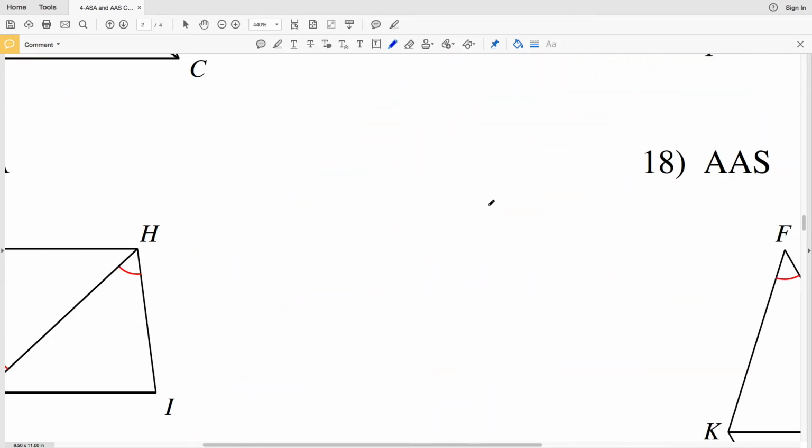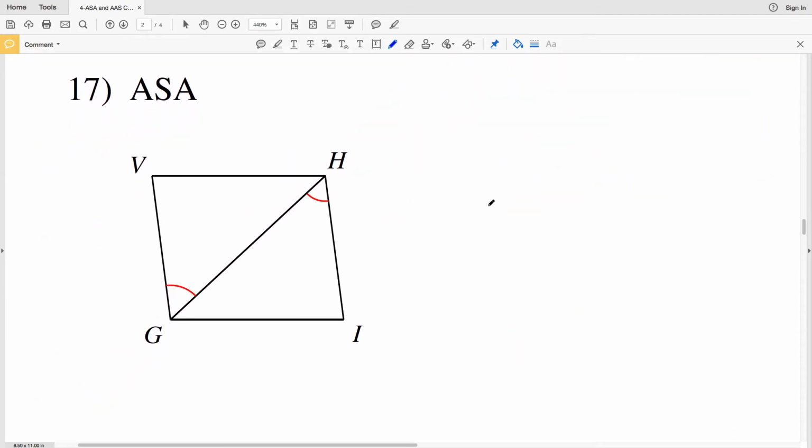And number 17, we have ASA. So angle side angle, so the included side needs to be congruent. We have that both triangles share this segment GH, so we know that that's congruent to itself. And if GH is the included side, that means that this angle IGH is going to be congruent to this angle VHG. Angle, side, angle, angle, side, angle.